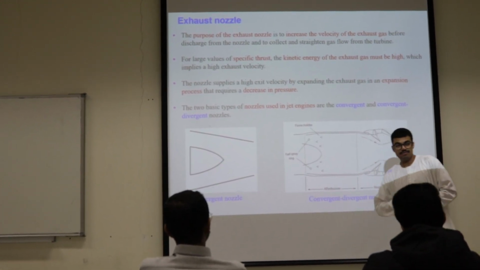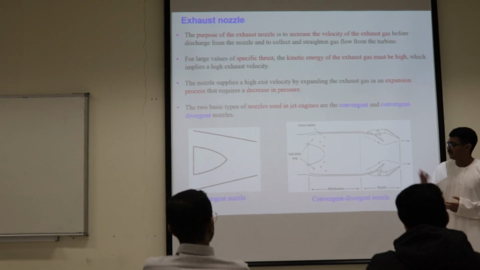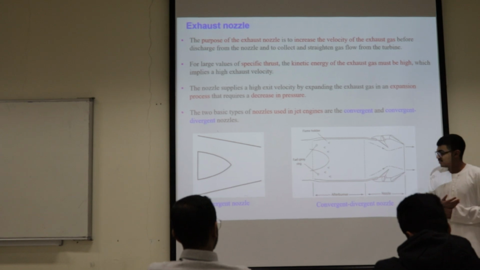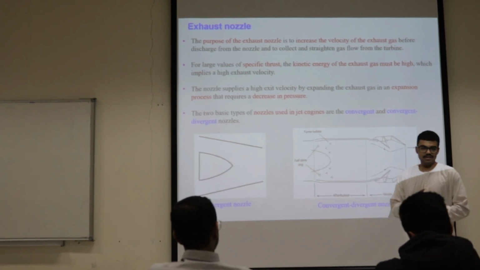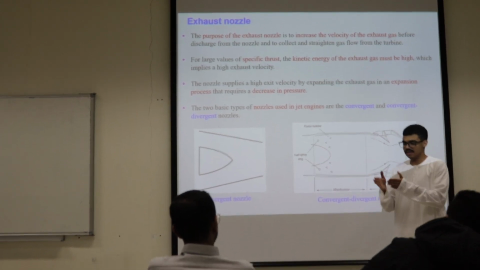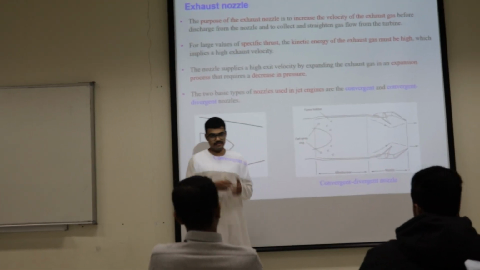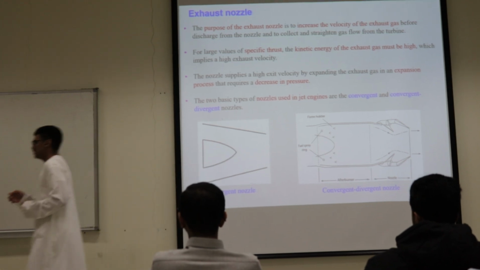There are two types of nozzles. We have the convergent nozzle, and we have the convergent divergent nozzle. The convergent nozzle is pretty basic. You have just a narrowing at the end. And the convergent divergent nozzle is a bit more complex. We're going to talk about it in the next slide.